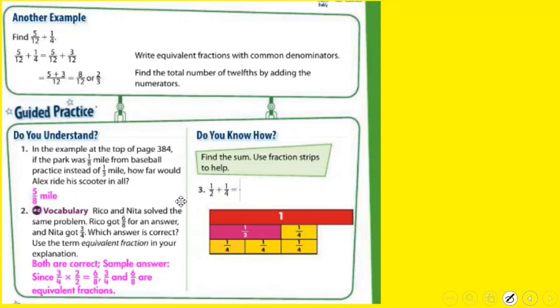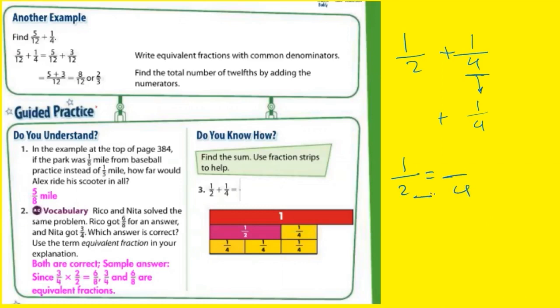Now go to number 3 in the guided practice. We have here half plus quarter. I can keep this quarter as it is, because 4 is divisible by 2. I need to change this 1 over 2 to what over 4. I will multiply by 2 up and down: 1 times 2 equals 2, 2 times 2 equals 4. So it will be 2 over 4. Now 4 plus 4 stays 4, and 1 plus 2 equals 3. It will be 3 over 4.